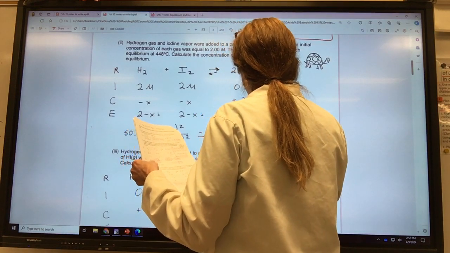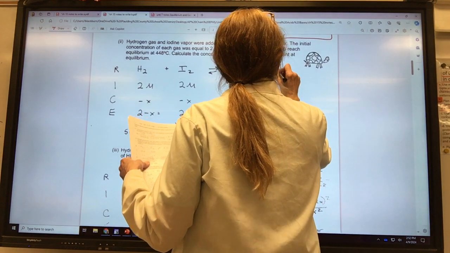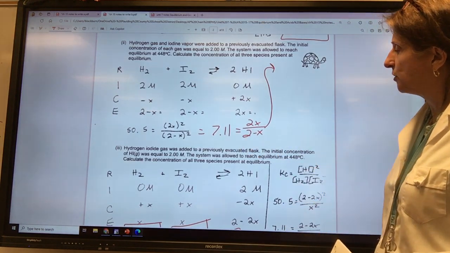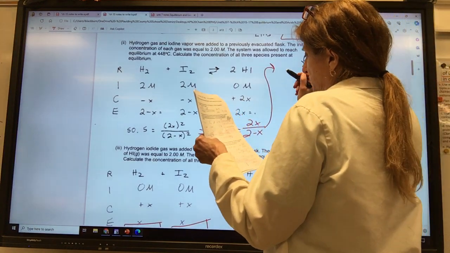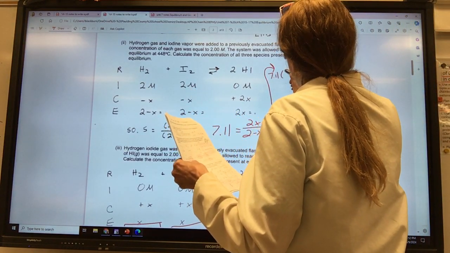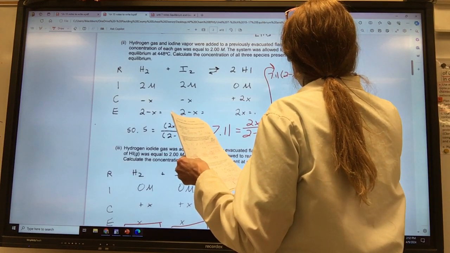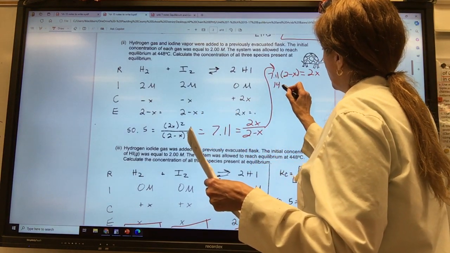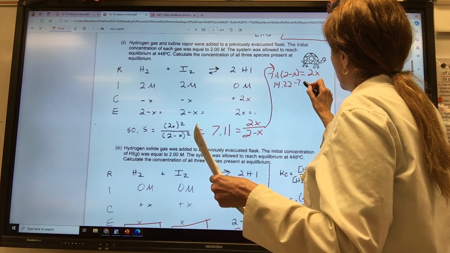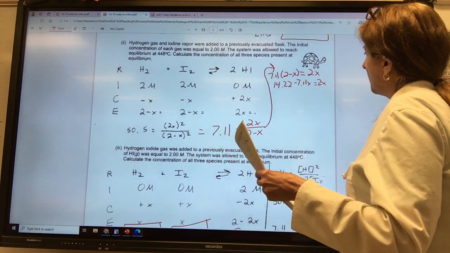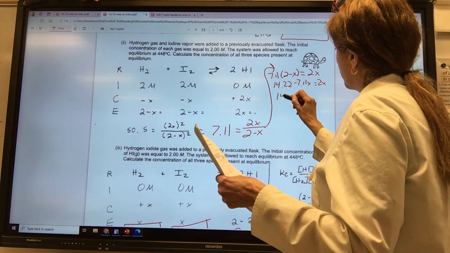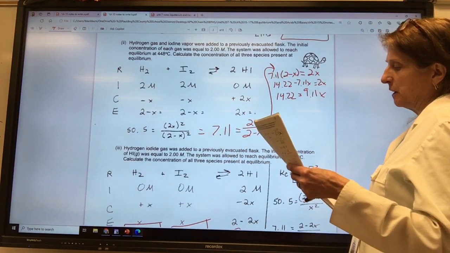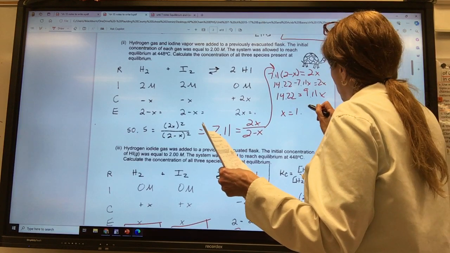So that equals 7.11 equals 2x over 2 minus x. Now I'm going to go up here to finish my algebra because I have enough room. So now I multiply both sides by 2 minus x. Everybody agree to that? So it's going to be 7.11 times 2 minus x equals 2x. And now I use the distributive property. 14.22 minus 7.11x equals 2x. Now I gather up my x's and I get 14.22 equals 9.11x. Now I divide both sides by 9.11 and x equals 1.56.